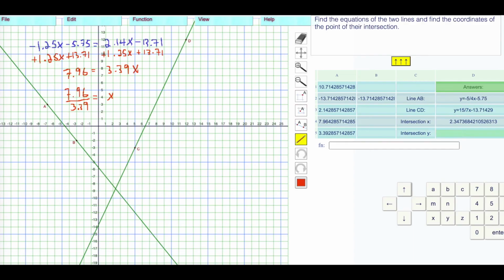The y value is equal to negative 5 over 4 times the x value, which is the 2.347. So I click on that. Take away the 5.75. So take away 5.75 and press return. And that gives us negative 8.648. And notice the y value, that makes sense, 8.648. And then we press enter to check to see if we are right.